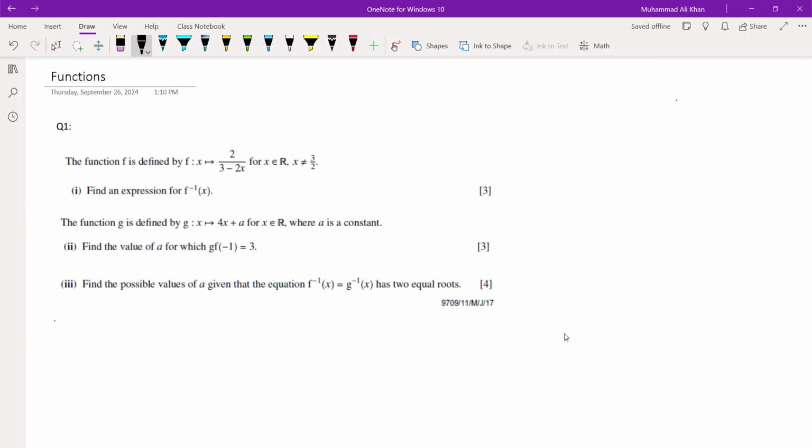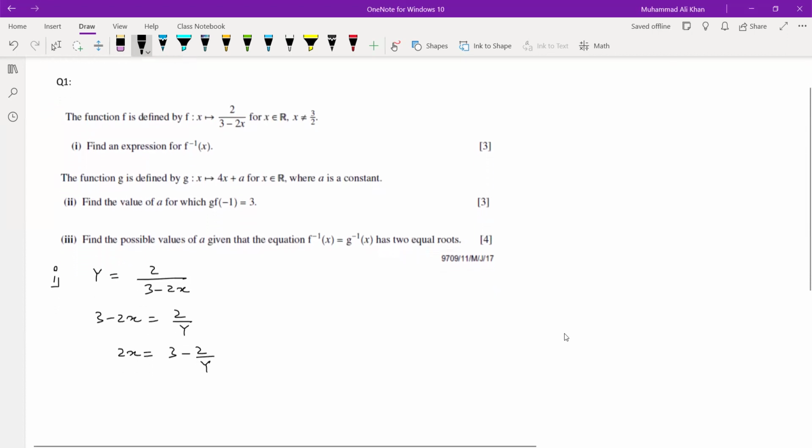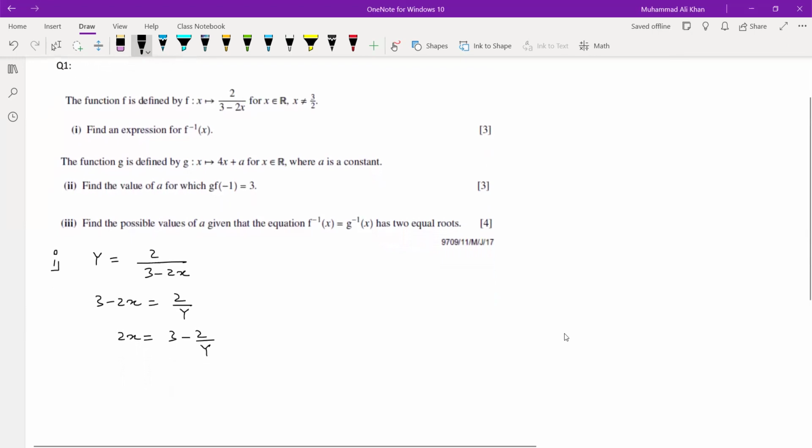You know very well how to calculate f inverse. First, equate function with y. Y equals to 2 over 3 minus 2x. And then make x the subject. So cross multiplication, 3 minus 2x equals to 2 upon y. And 2x equals to 3 minus 2 upon y. And x equals to 3 divided by 2, and 2 divided by 2y will be 1 upon y.